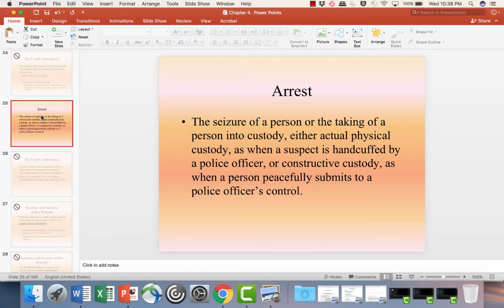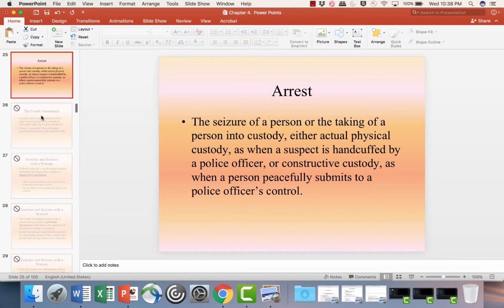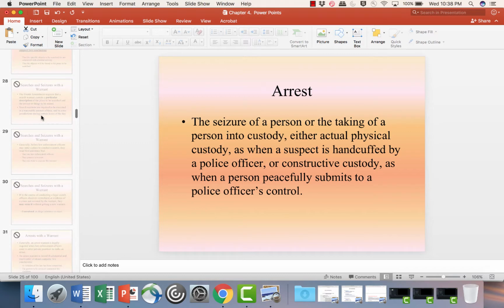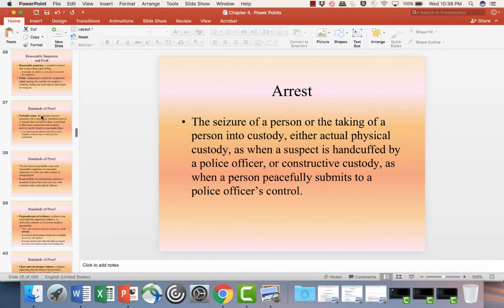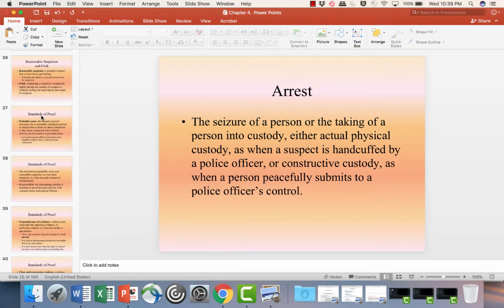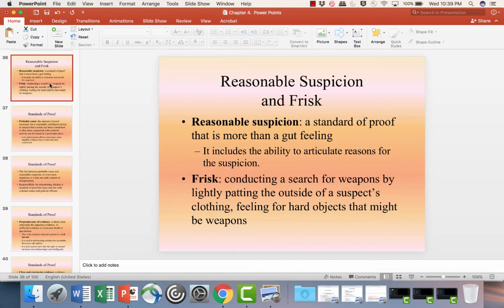And we talk about arrest. This is the seizure of a person or the taking of a person into custody and making sure that people feel comfortable knowing that you've been handcuffed, that the police officer said that you are in fact under arrest. This is oral, so the police officer says you are under arrest, and then they physically detain your ability to leave.